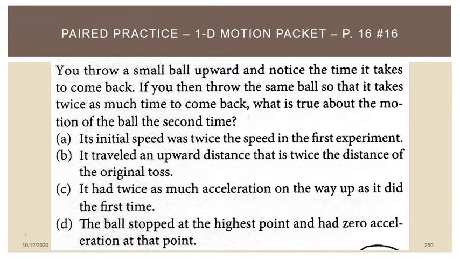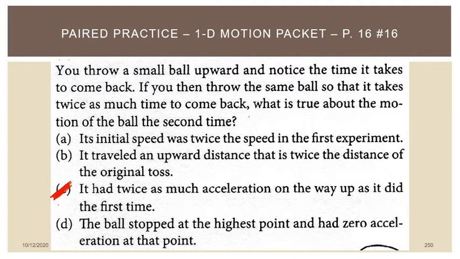Okay, so answer choices that definitely make no sense. C says it had twice as much acceleration on the way up as it did the first time. No, it did not. The acceleration due to gravity is 9.8 meters per second squared. And that's true on the way up and the way down, both times. That is definitely wrong. C is out.